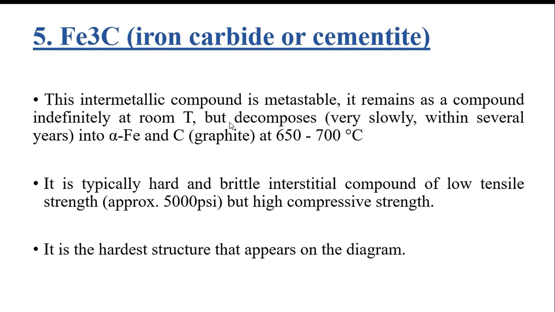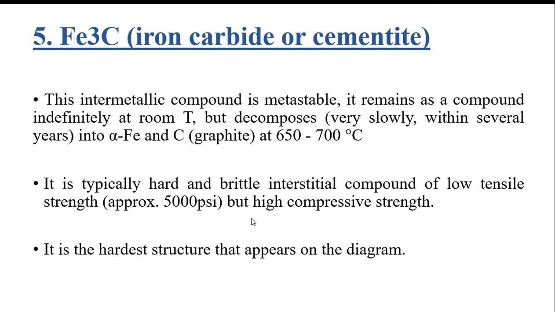Then iron carbide, called cementite. This intermetallic compound is metastable. It remains as a compound indefinitely at room temperature but decomposes slowly within several years into alpha iron and graphite. It is typically a hard and brittle interstitial compound of low tensile strength, approximately 5000 psi. I think the mechanical properties I basically mentioned, but it has high compressive strength. So it is the hardest structure that appears on the diagram. You can see cementite is the hardest but brittle.